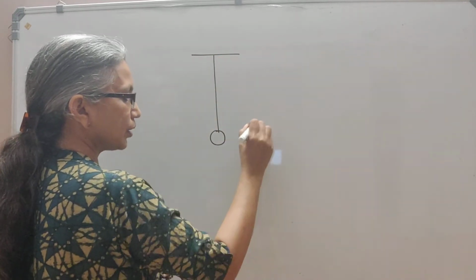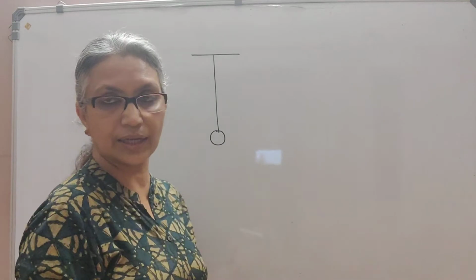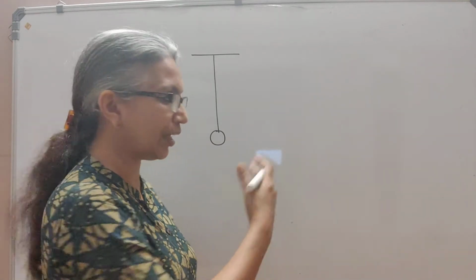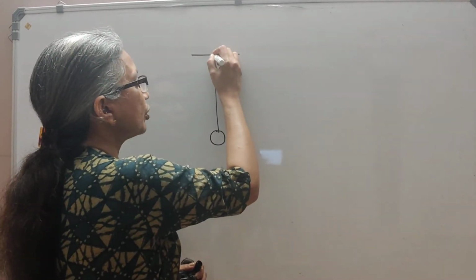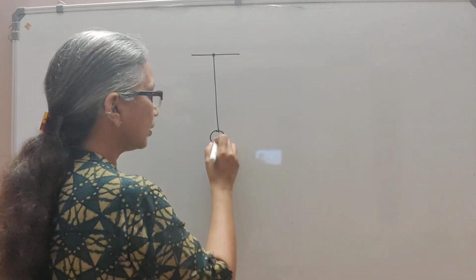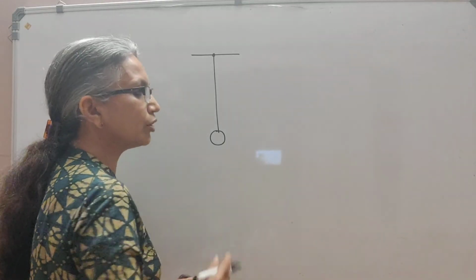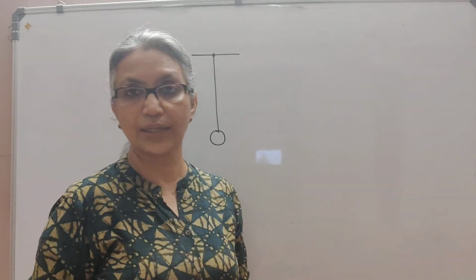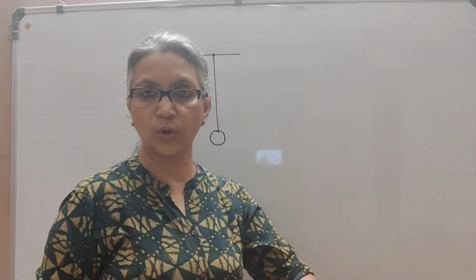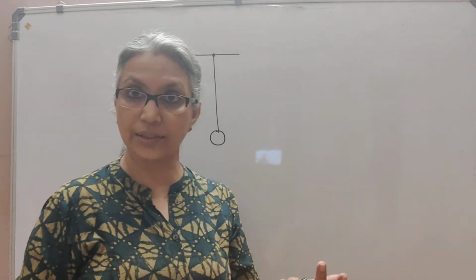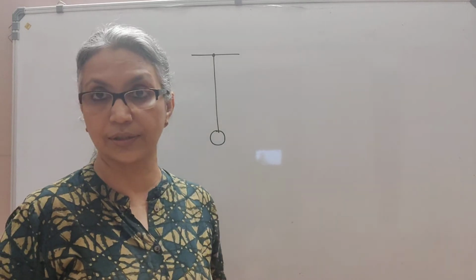As it oscillates, there will always be an air drag, a dragging force, air friction. There will also be friction at the point of support. Because of this, the amplitude will continuously decrease with time, and such oscillations are what you call damped oscillations. If you put the same simple pendulum into water, you will see that the drag because of the viscous force of water is greater, and the oscillations will be damped faster.